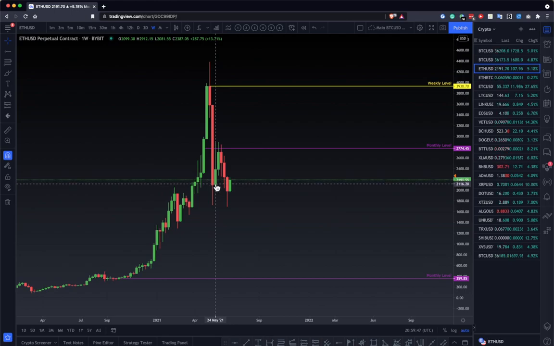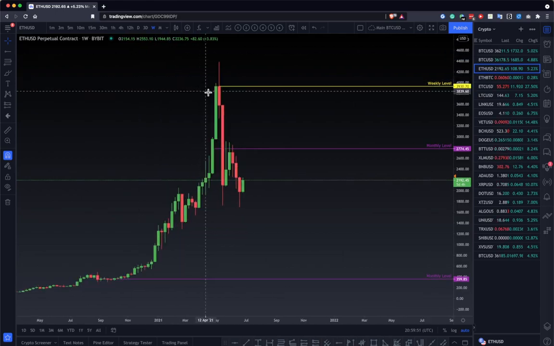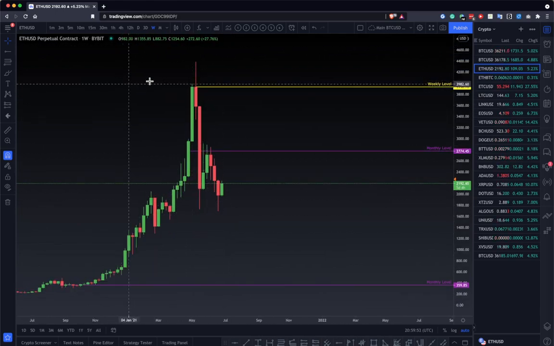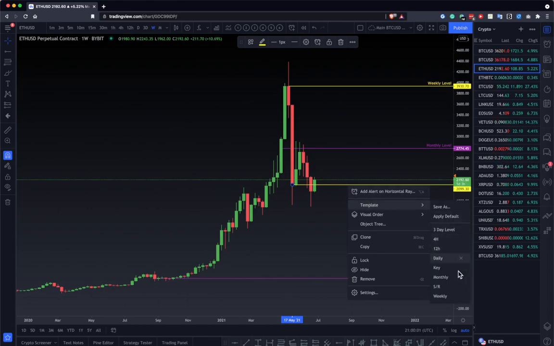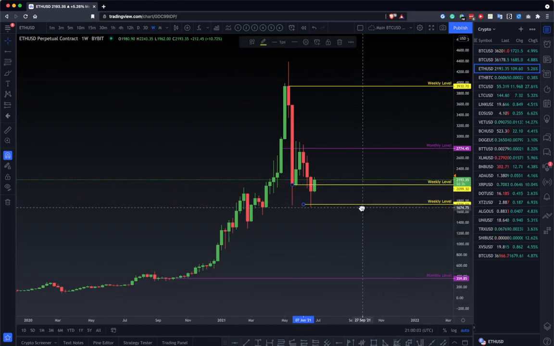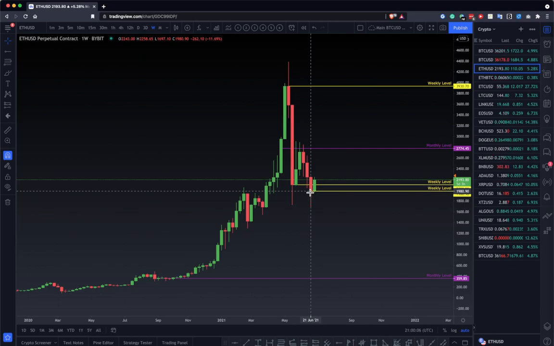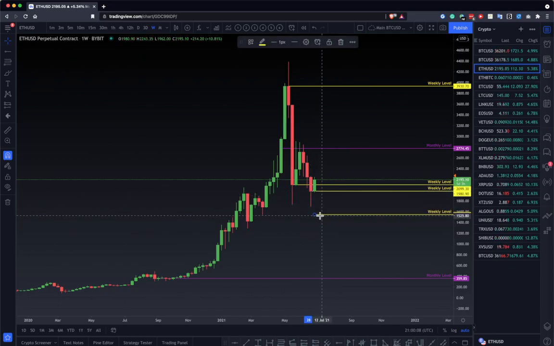Yeah, this is very similar to the ETH BTC price action, a bit more aggressive. We have a weekly here. We have another one. I will check them.